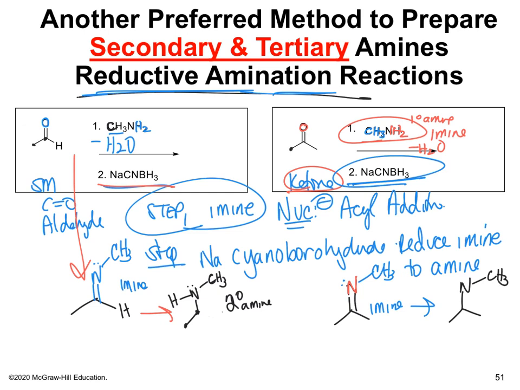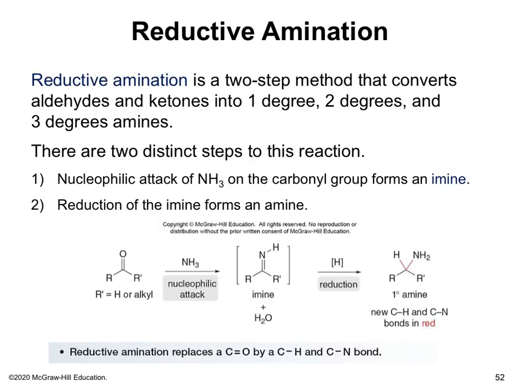And you can count your carbons, 1, 2, 3, 4, 1, 2, 3, 4, and this makes a secondary amine. This is called reductive amination. It's a 2-step method that converts aldehydes and ketones. That's important, folks. Aldehydes and ketones into primary, secondary, and tertiary amines. The first step is a nucleophilic attack on the carbonyl group to make an imine, and then reduction makes the amine.